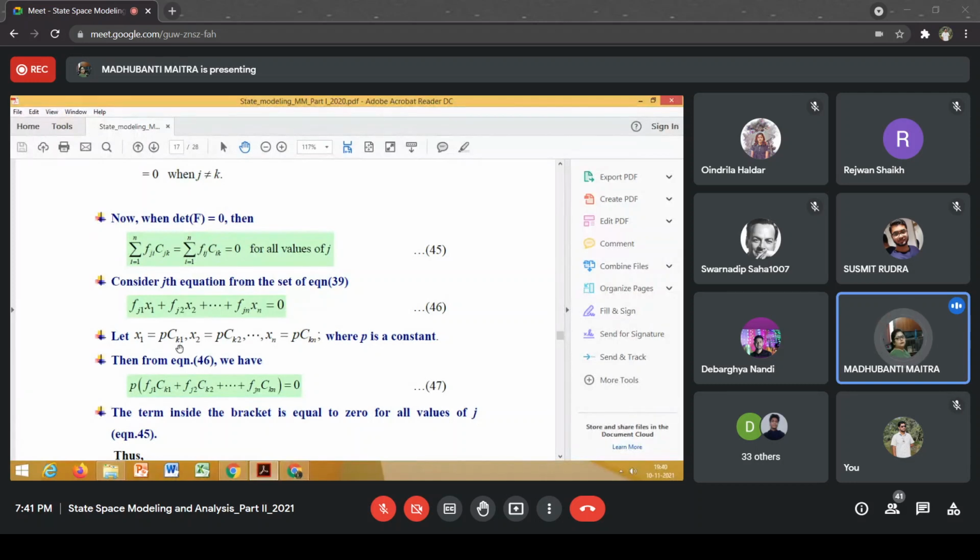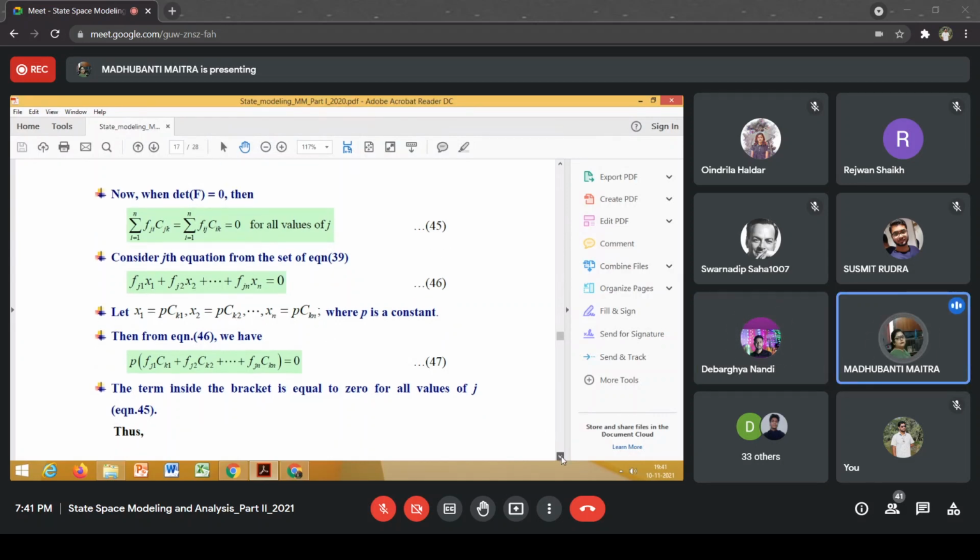You get my point? These are the solutions for x1, x2, x3, xn. So the solution for x1 will be ck1, for x2 will be ck2, up to ckn. ck1 are the cofactors. That means we are taking cofactors along a particular row.